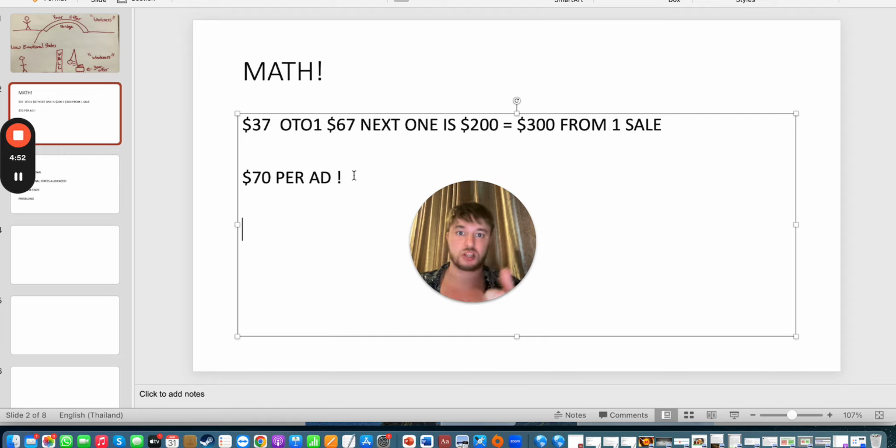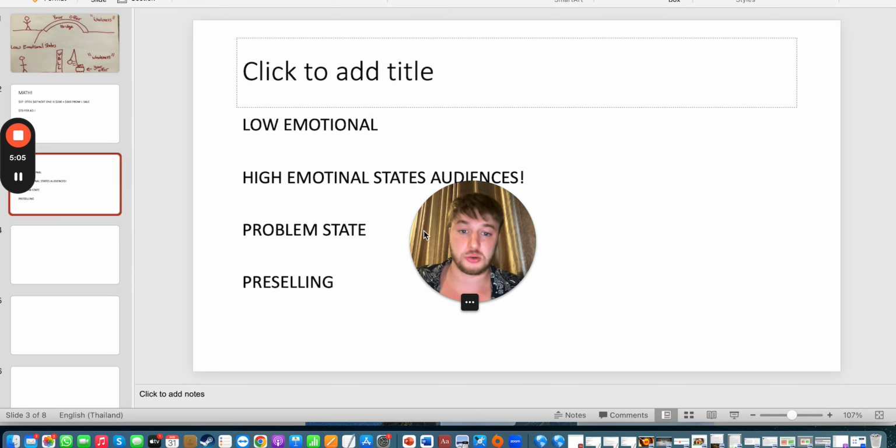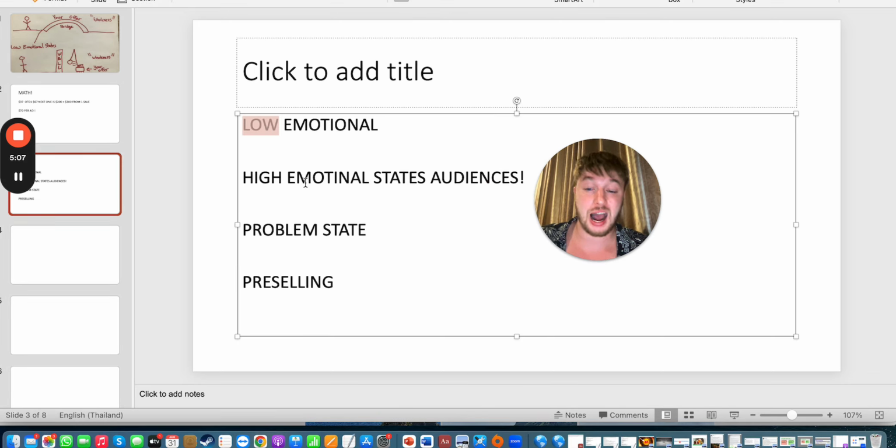You see how it works. Once you understand how the math works and how it all adds up with upsell take rate, then you, my friend, you can start generating really great results. Okay, so as you can see over here, we have low emotional states, high emotional states audiences. We have problem states, or we put people in the problem state because they are already solution aware, problem aware, or they are totally unaware.